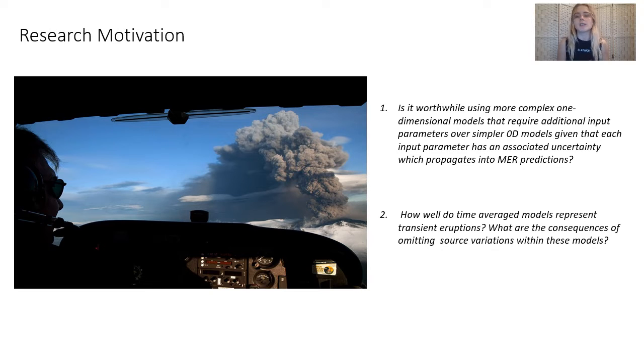So the two primary research questions I would like to address are, first of all, is it worthwhile using more complex one-dimensional models that require additional input parameters over simpler zero-dimensional models, given that each input parameter has an associated uncertainty which propagates into the calculation of mass eruption rate? And second, how well do these time average models represent transient eruptions? And what are the consequences of omitting source variations within the mass eruption rate in these models? So two models, F-plume and REFER, were selected to address these questions.